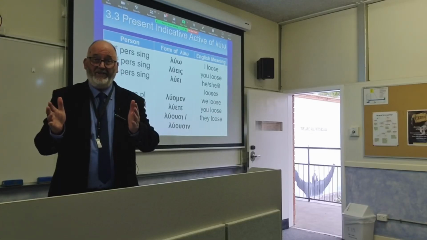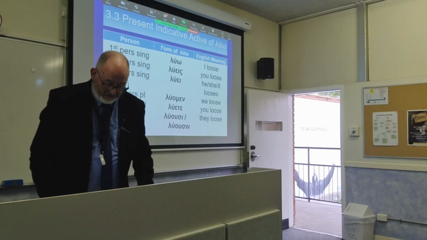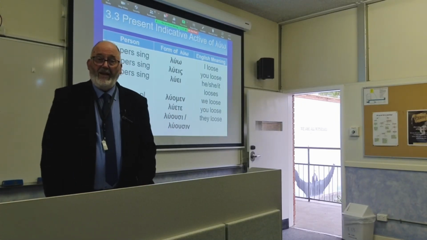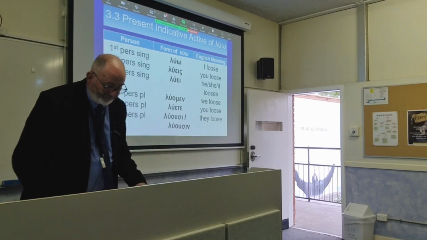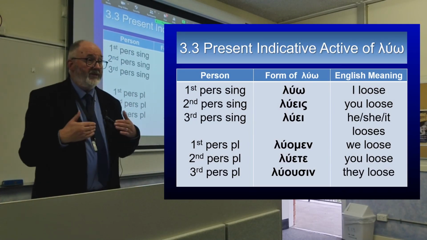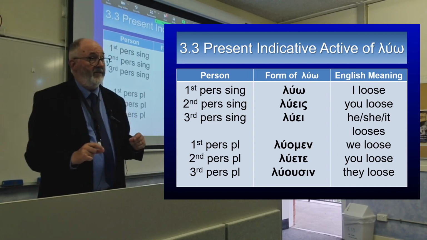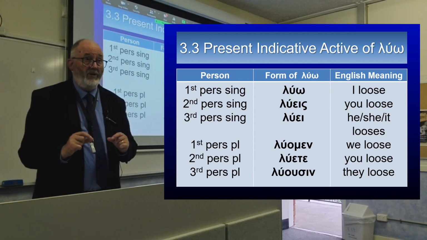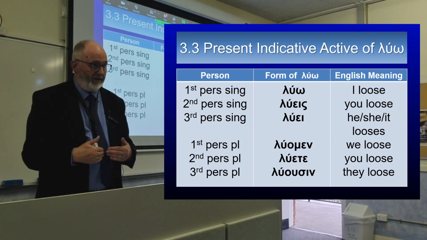Welcome in Video Land. You are joining a class of on-campus students and also distance students. And we're going to do a little exercise which you're encouraged to join in. All right, so here we go. This is the paradigm, the pattern of the present indicative active of luo. I'm going to say it, and you are going to repeat it back to me.